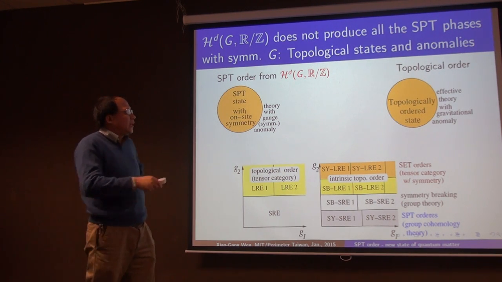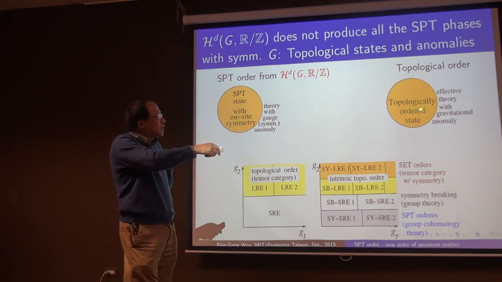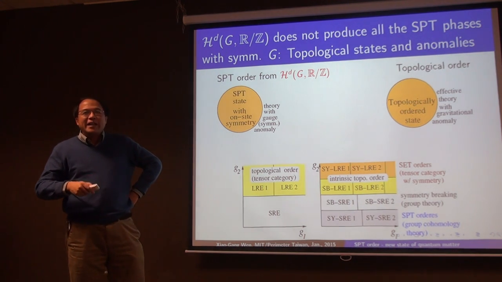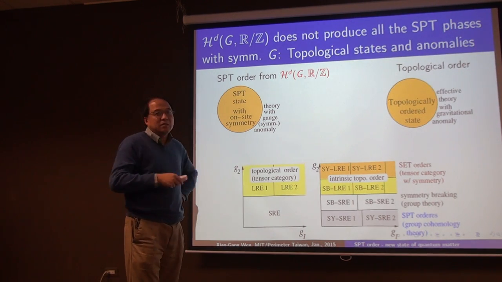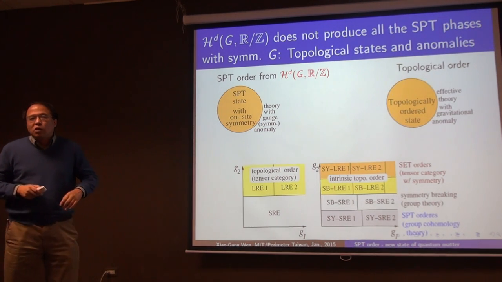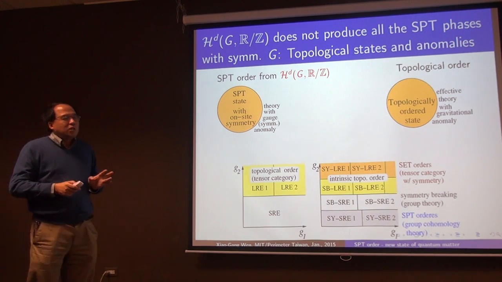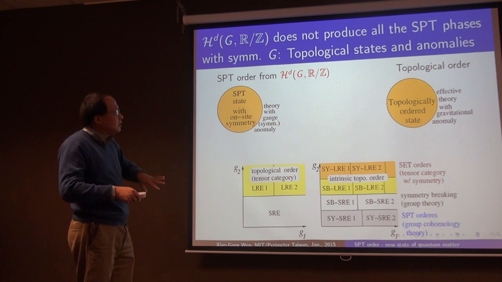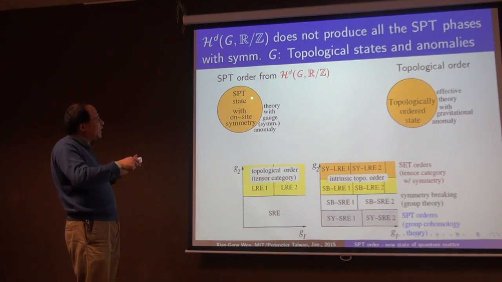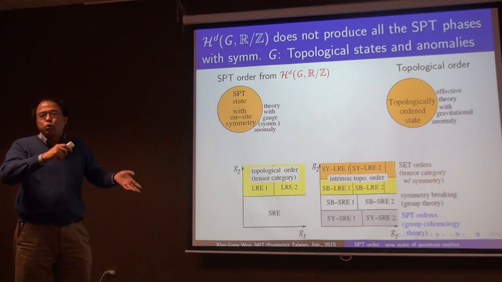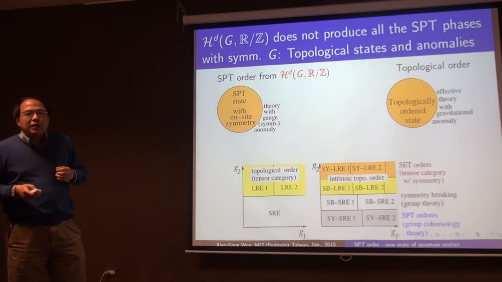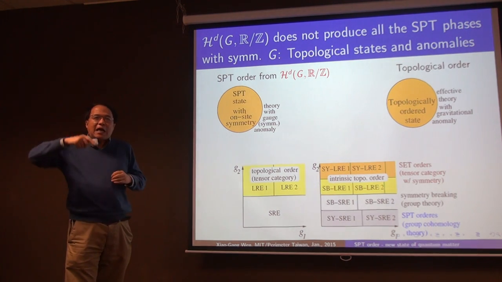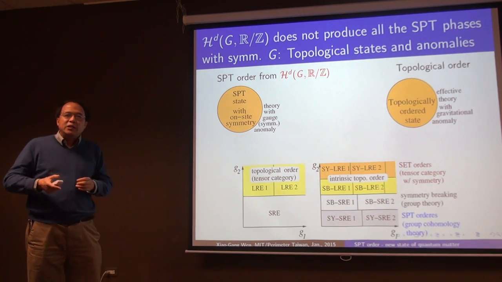And similarly, we have a similar story for the topological states. The topological states also have edge theory. But there, the edge theory has a gravitational anomaly. Okay. So this correspondence is very important. Topological order corresponds to gravitational anomaly in one lower dimension, and SPT order corresponds to gauge anomaly in one lower dimension. And these two are in one-to-one correspondence. So actually, understanding SPT phases and topological order is basically classifying all possible anomalies in one lower dimension.